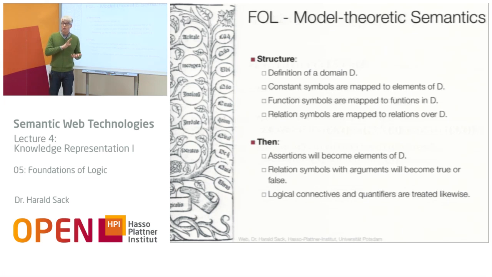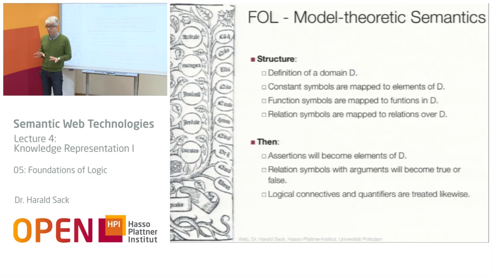So if we want to take now a look at the model theoretic semantics of first-order logic, then first of all, we have to define a domain D that we consider. Then we have to map all constant symbols to elements of D. And then we have to map all function symbols to functions in this domain and all relation symbols to relations over this domain. Then automatically assertions will become elements of the domain, and relation symbols with arguments will become true or false in the end. And logical connectives and quantifiers are treated likewise.